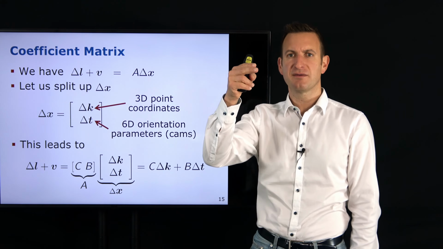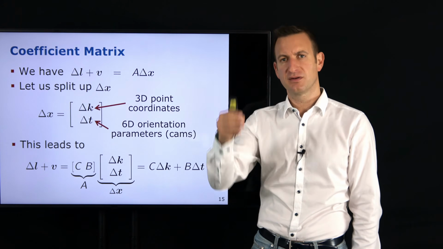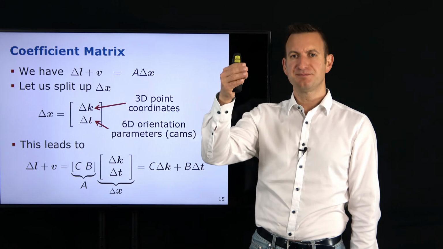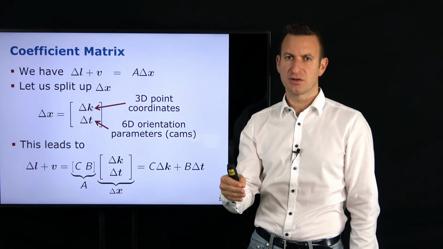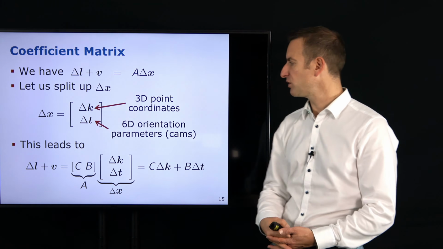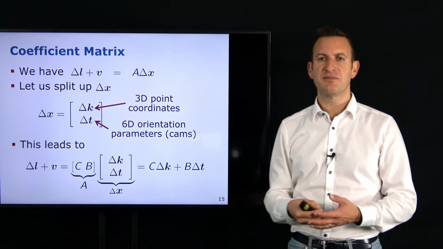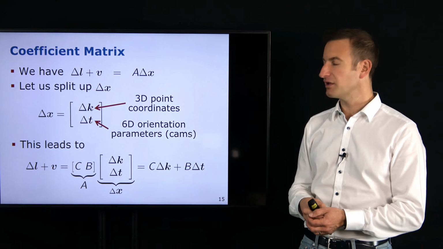So x, y, z of the first point, then x, y, z of the second point, and so on and so forth. And then x, y, z, yaw, pitch, roll of the first camera, x, y, z, yaw, pitch, roll of the second camera, and so on and so forth. So this is the reordering of the variables that I'm doing in my unknown vector delta x.